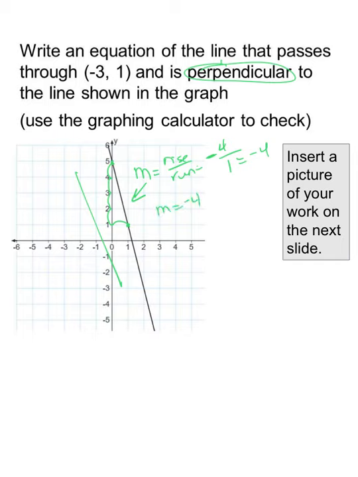What is the slope of a line perpendicular to this one? Hopefully you just said +1/4. So a perpendicular line will have a slope of +1/4. So now I know the slope of my new line will be 1/4. It goes through (-3, 1). So I'm going to write my equation. I have a slope, I have a point, so I'm going to put it in point-slope form.